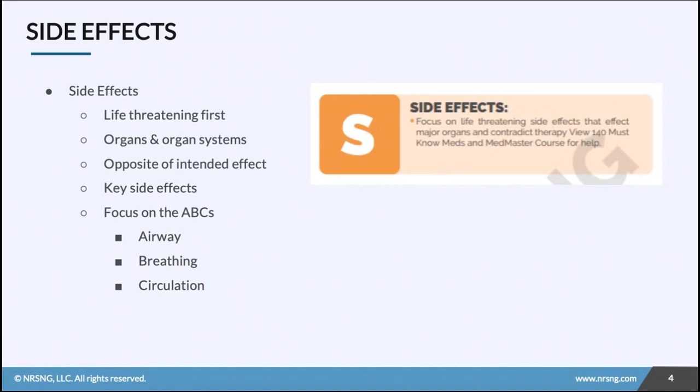Then I want you to focus on the ABCs: airway, breathing, and circulation. If I'm giving a medication that has a side effect that will impact breathing, for example, morphine, if it's lowering my respiratory rate, I care about that. If I'm giving a CNS depressant, I care about what it does to airway, breathing, and circulation. I must care about it, and I must monitor that, and it has to play a role in my nursing judgment with giving that medication.